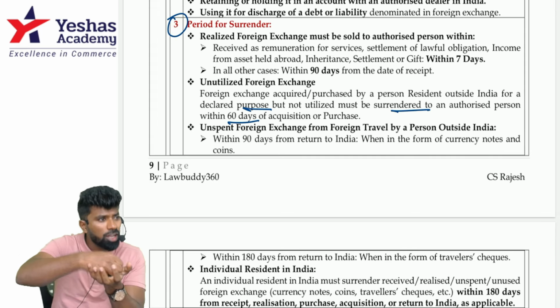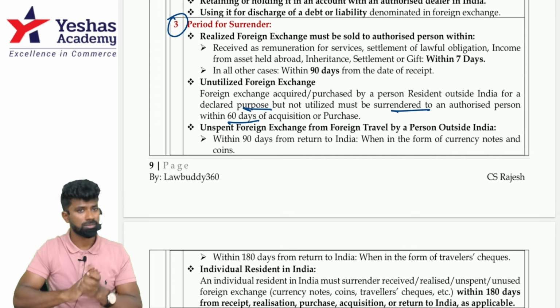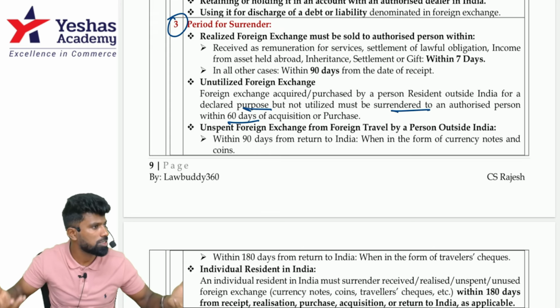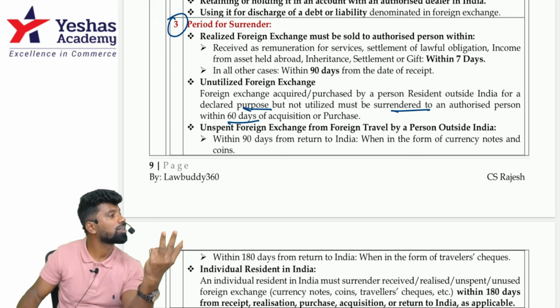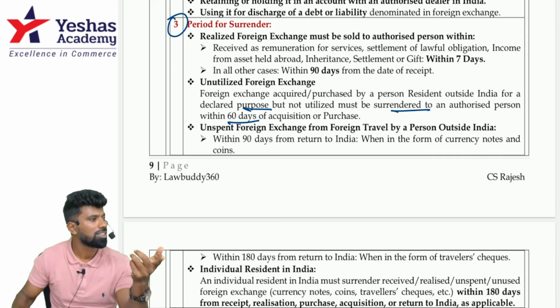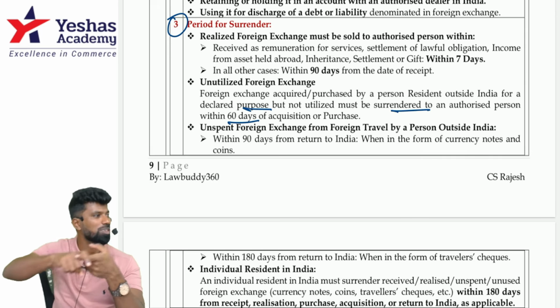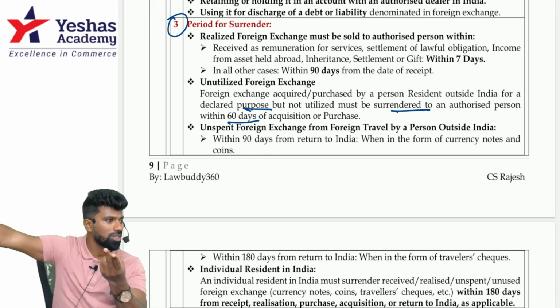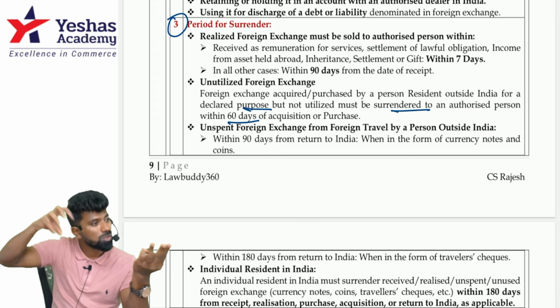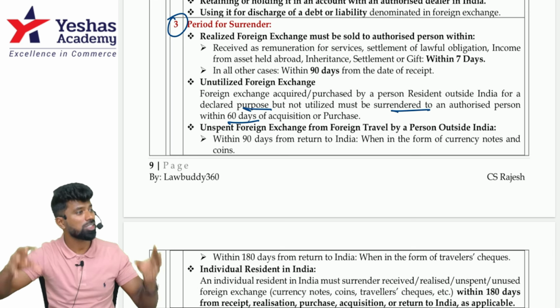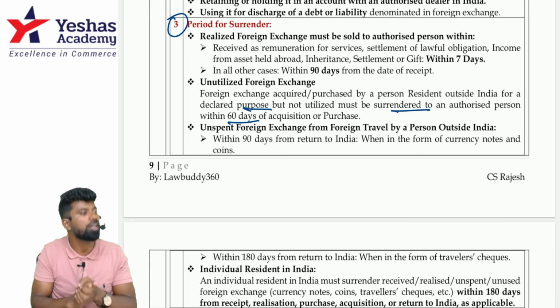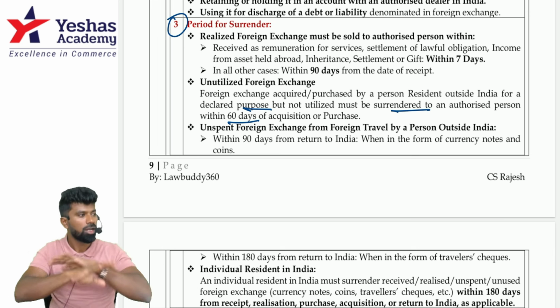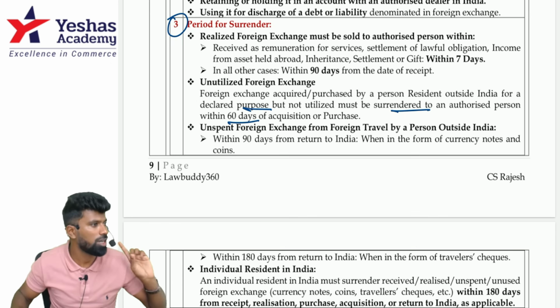Once you realize, are you supposed to repatriate? In how many ways? What are the 3 ways? Selling it to who? Authorized person. Second one, retaining in an account with the authorized persons. Third one, use it for settlement of obligations in what currency? Foreign currency. Are you guys clear with this? Realization and repatriation. Follow?